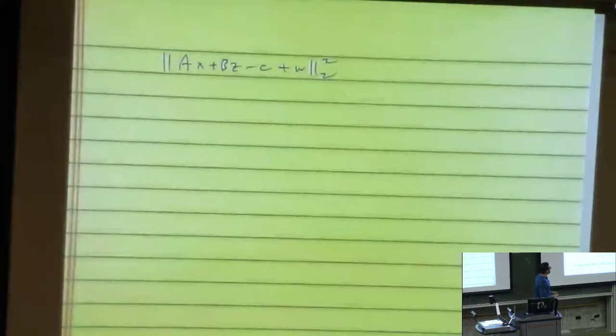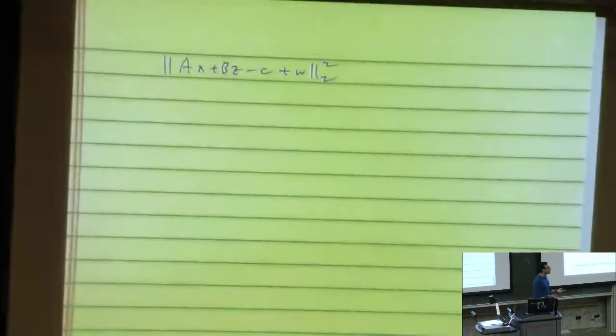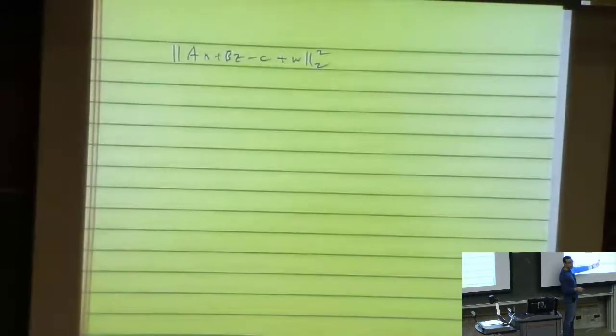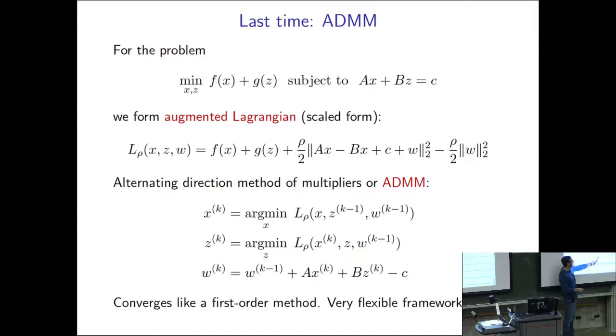And ADMM repeats the following steps. It stands for the alternating direction method of multipliers. We minimize over x, plug in the most recent value, minimize over z, and then do a dual gradient ascent step. That's what this is doing. And it converges like a first order method. That's kind of what we learned. And it's a very flexible framework, so you can take a lot of problems and put them in this form.